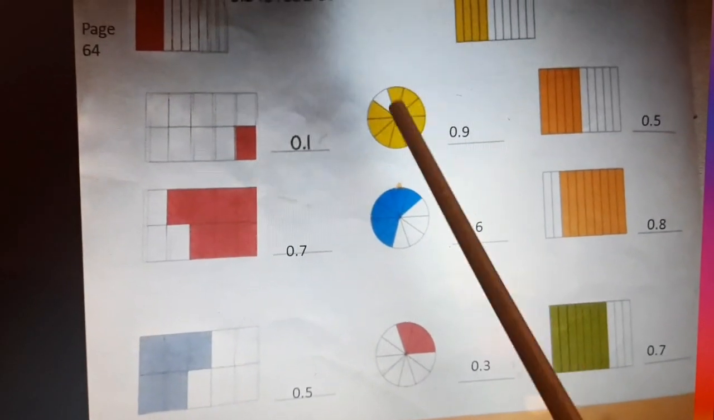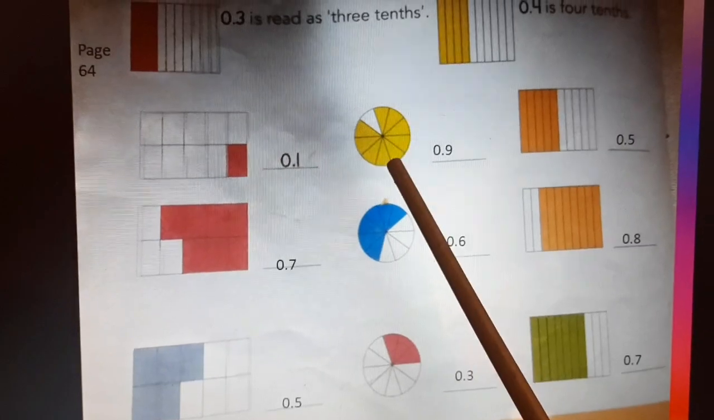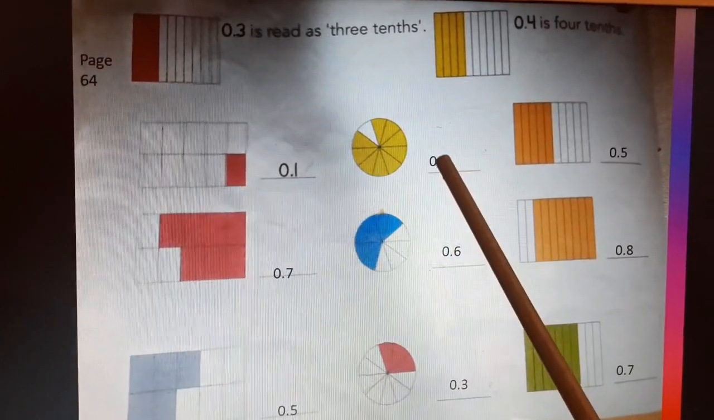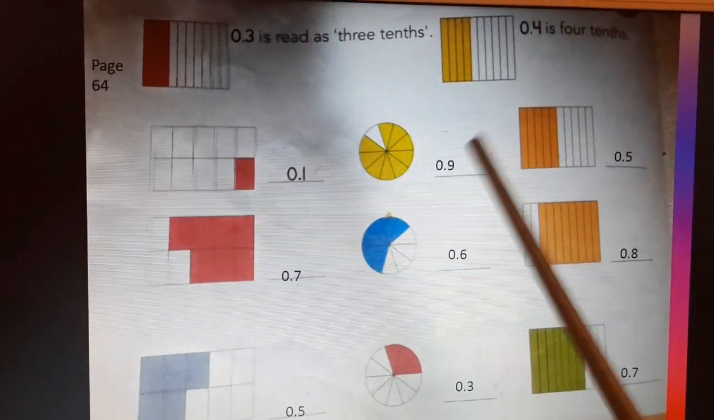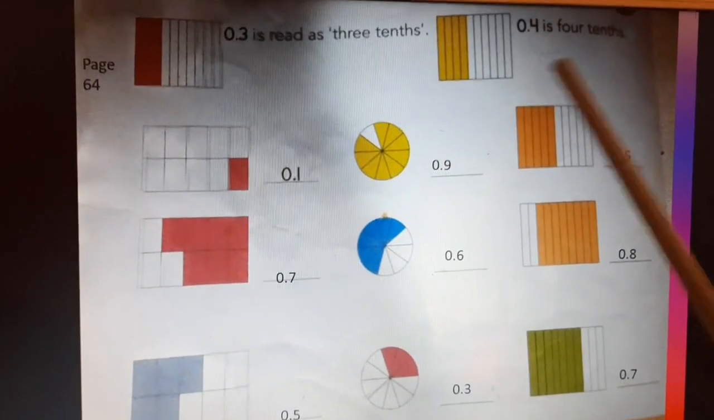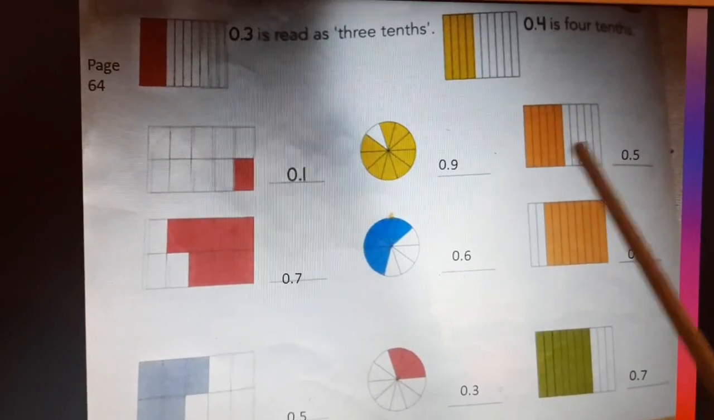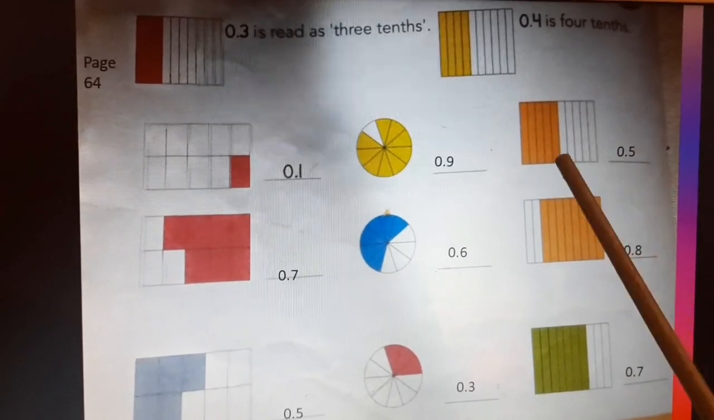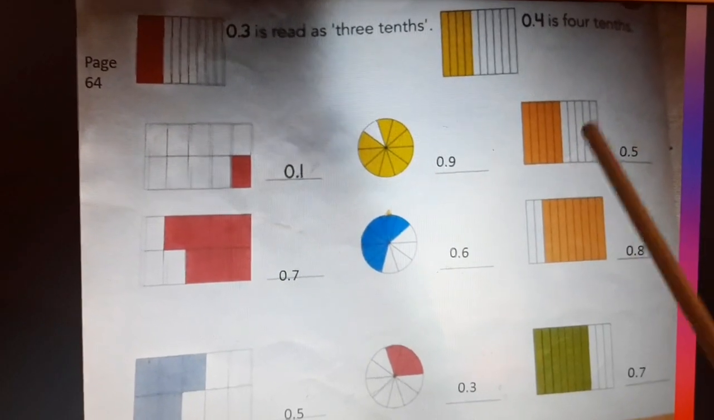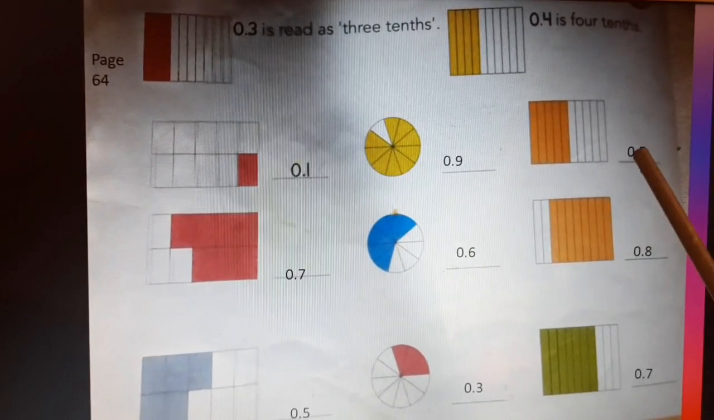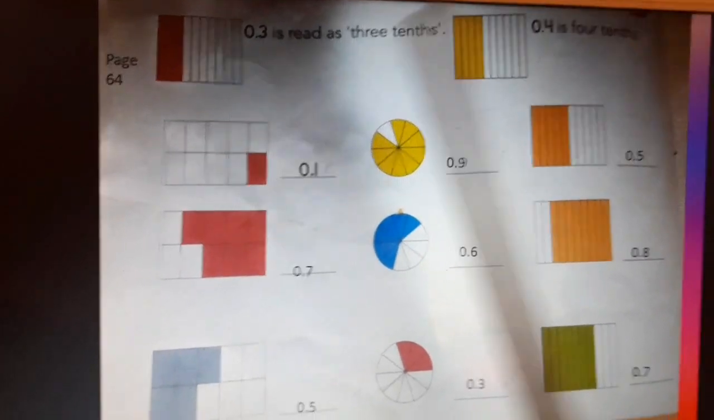Here we have 9 colored parts out of 10. We can write it as a decimal. Put the decimal point, then put 9. 9 tenths. Here. How many colored parts? We have 5 out of 10. So we have 5 tenths. How can we read it as a decimal? Put the decimal point, then write 5 tenths.